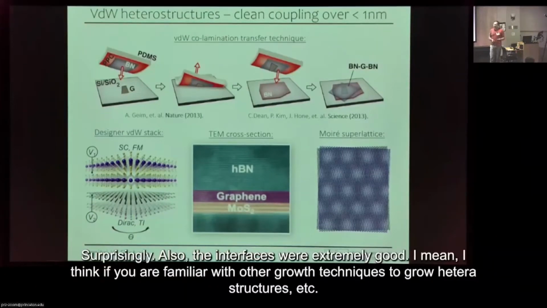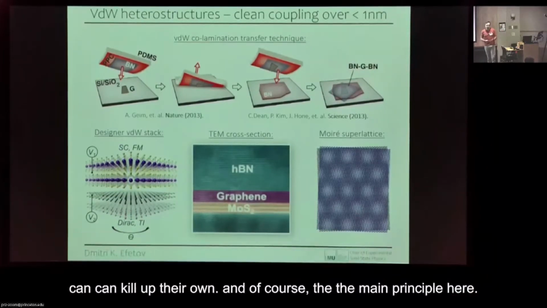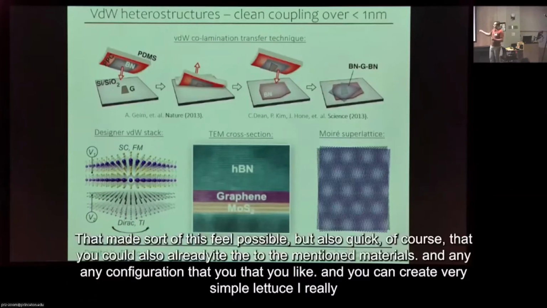I think if you are familiar with other growth techniques to grow heterostructures, this technique sounds extremely simple, right? But it was a big surprise to find interfaces between the two-dimensional materials that are so clean, where you have perfect hybridization of those materials without trapping too much disorder that can kill all of the physics here. And of course, the main principle that made this field possible was that you can orient the two-dimensional materials in any configuration that you like, and you can create these Moiré superlattices.